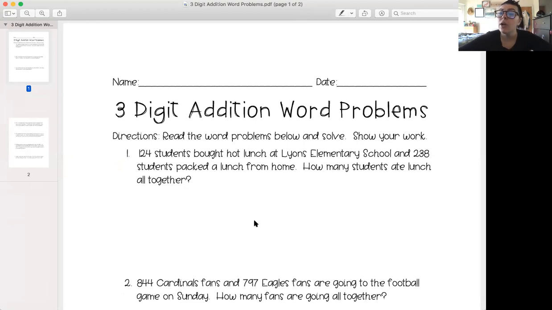If you don't, or if you cannot print, I made a Google form. You're going to have to do the work on another piece of paper and just submit your answers in the Google form, but I'll go over that in a moment. So read the word problems below and solve. This one says to show your work.